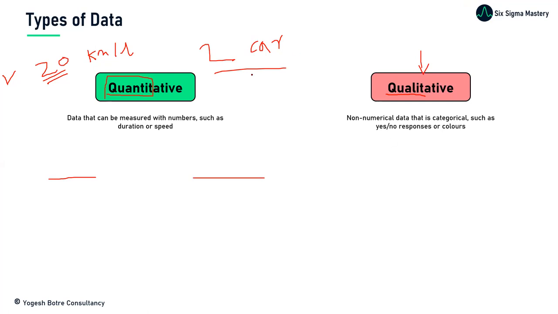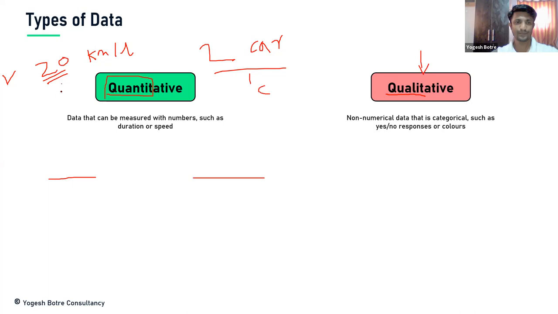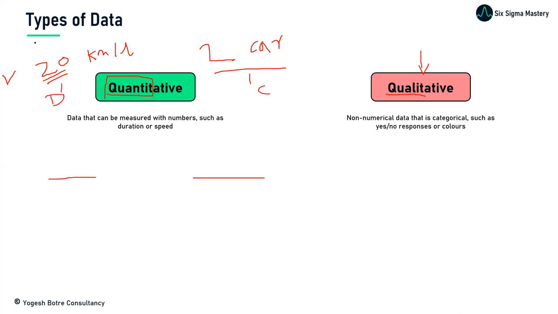Okay, this one you are saying continuous, and this one discrete. Any other thought? What differentiates continuous and discrete type? Discrete is countable and continuous is measurable. Perfect. Countable and measurable. So which one is countable between these two? Two cars, we can count. And 20 kilometers per liter is a measurable quantity, a measurable characteristic.